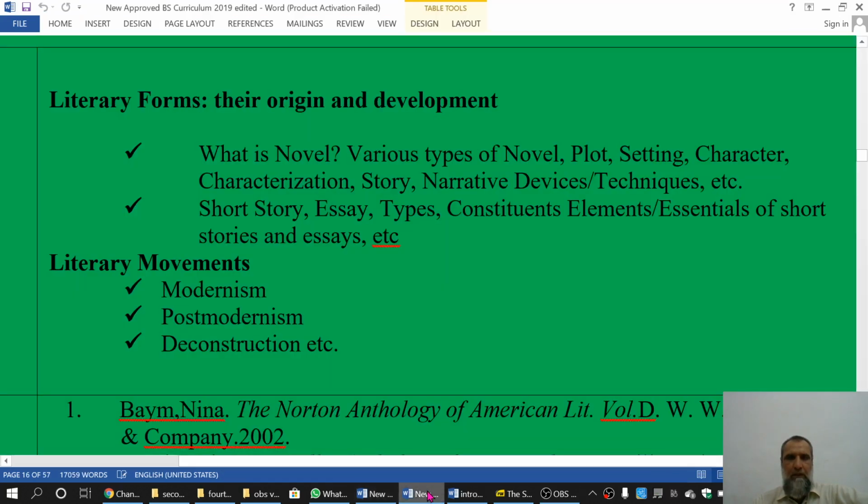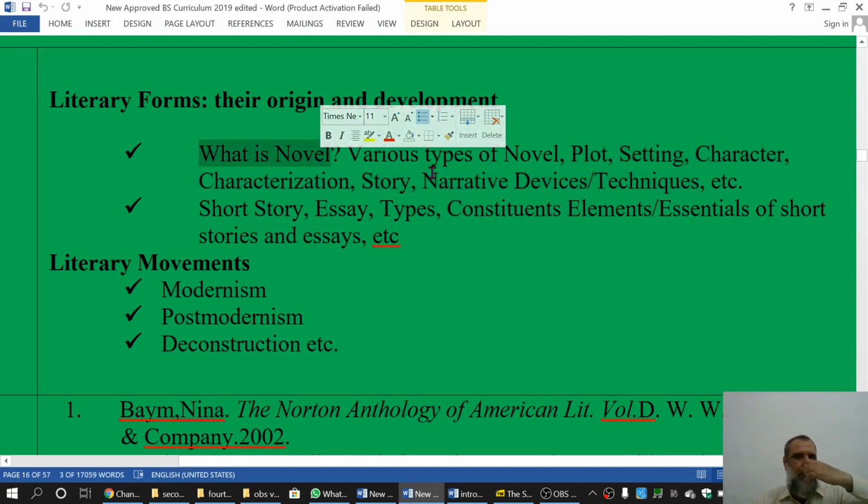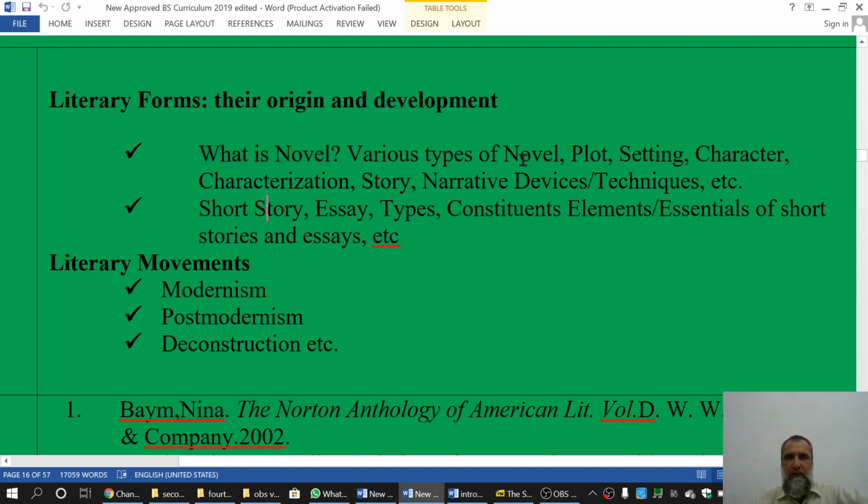If you have a look at your course contents, these are your course contents. So far you have done these topics. These are referred to as the elements of novels. We have discussed them, but we haven't yet discussed what is novel or the various types of novels. Today we will discuss what is novel. These various types of novels will be discussed in a few lectures because there are many kinds. They will separately be discussed.